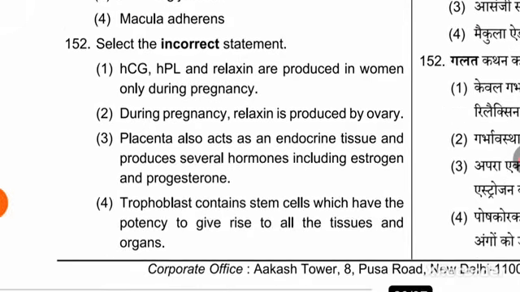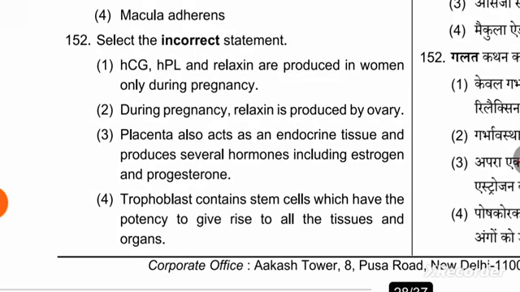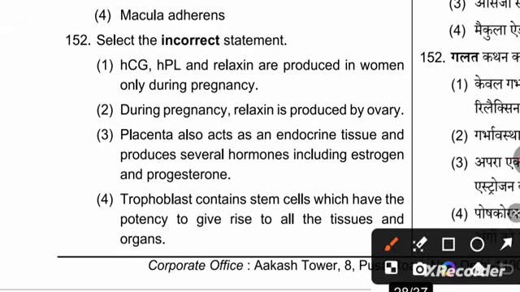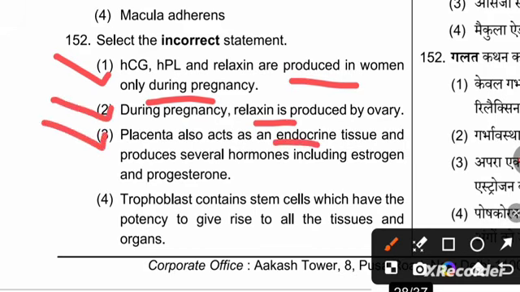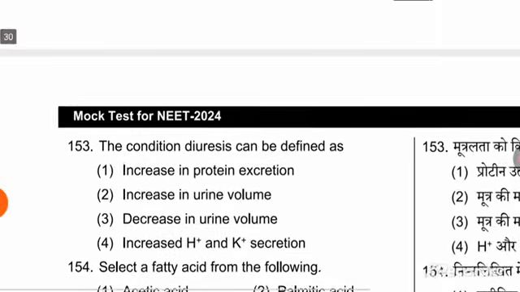Select the incorrect statement among them. So in 152, we need to find the incorrect statement. HCG, HPL and relaxin are produced in women only during pregnancy. Yes, it is a correct statement. During pregnancy, relaxin is produced by the ovary. This is also right. Placenta also acts as endocrine tissue because it produces some hormones. This is also right. Trophoblast contains stem cells? No, not the trophoblast. The inner cell mass contains stem cells. So this is the incorrect statement regarding the female reproductive system during pregnancy.